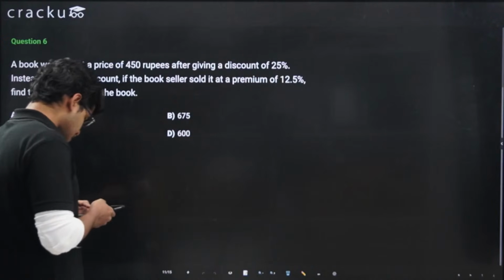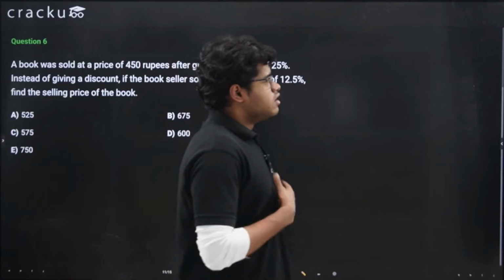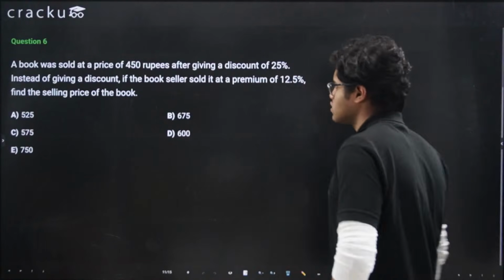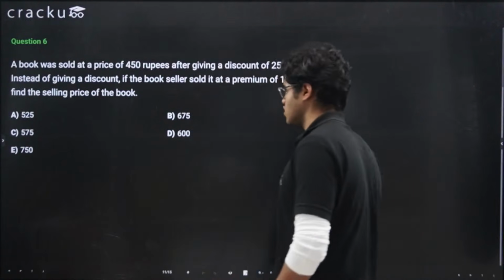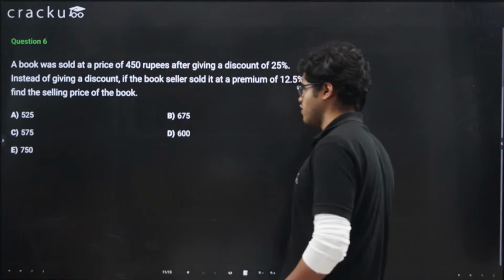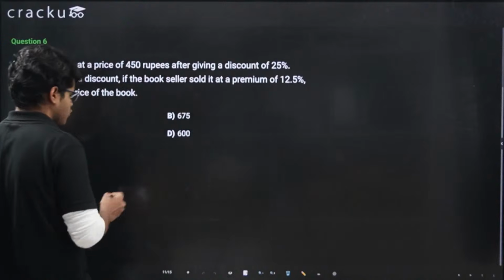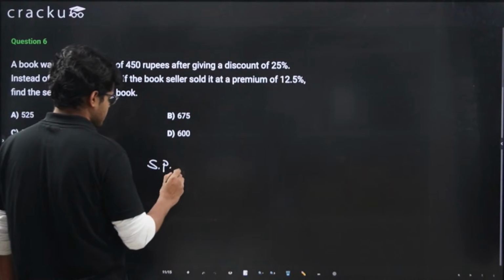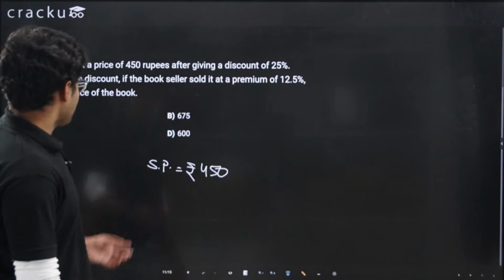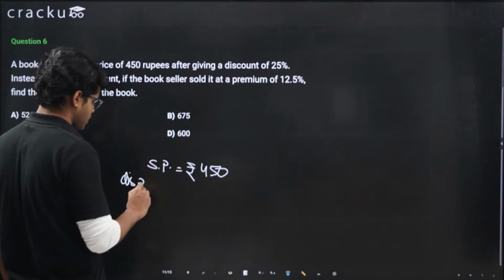Okay. Someone is telling 675 is the answer. Let's try to solve the question. A book was sold at a price of 450 rupees after giving a discount of 25%. Instead of giving a discount, if the bookseller sold it at a premium of 12.5%, find the selling price of the book. So, a book was sold at a price of 450 rupees. So, selling price is rupees 450. And this happened after giving a discount of 25%.